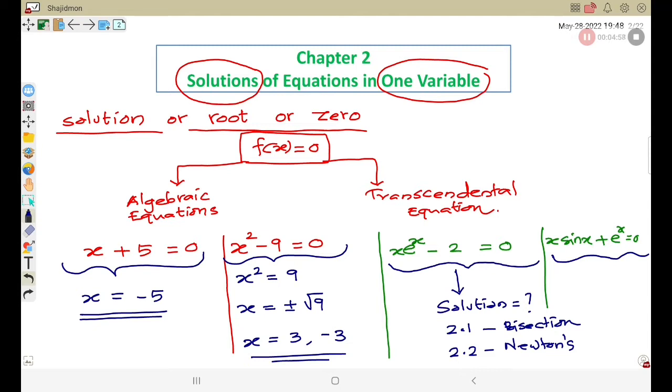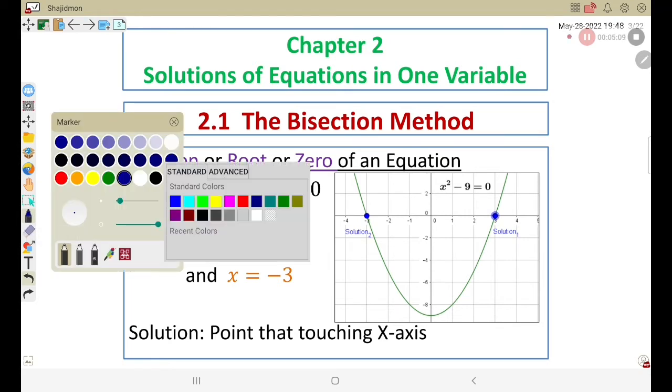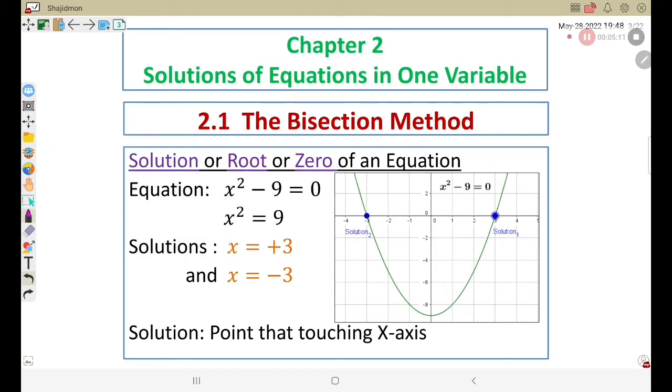Okay, so we will go to the first section, that is the bisection method. By the bisection method, how can we find the solutions of an equation? Now, the solution or root or zero of an equation. First, with a simple example you can see the meaning of the solution, zero or root of an equation.